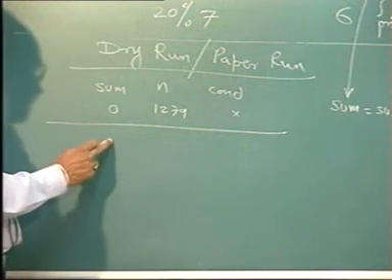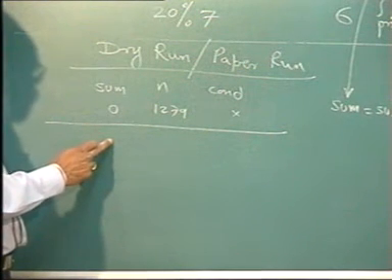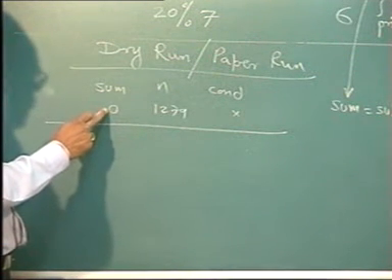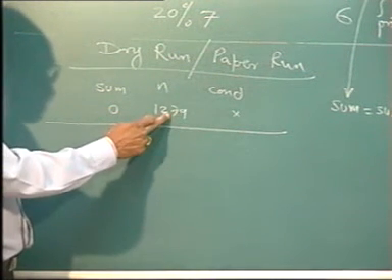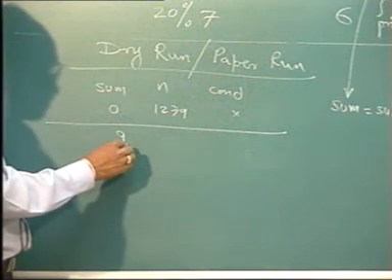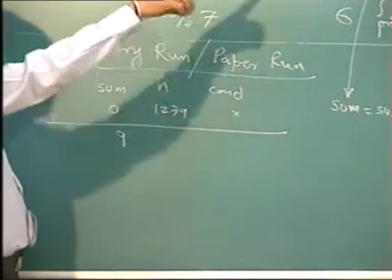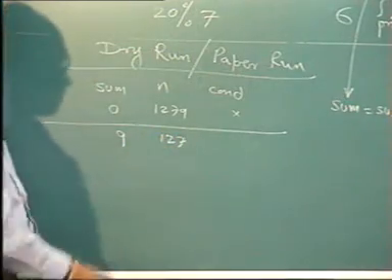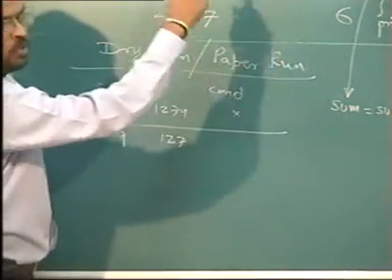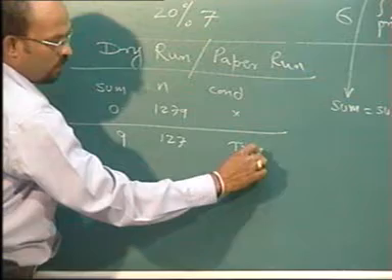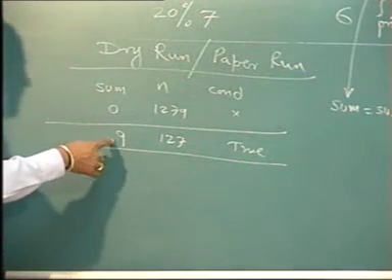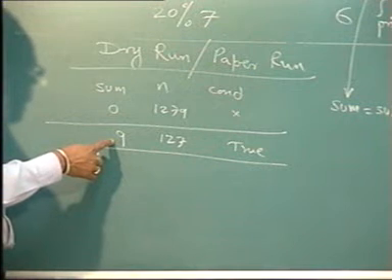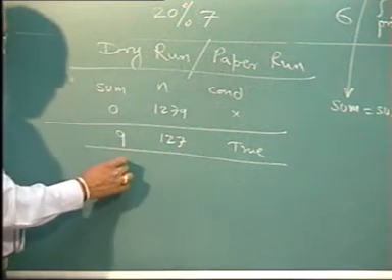Okay, when we come over here, sum equal to sum into 10, 0 into 10, 0, plus the remainder becomes 9. I am just executing the code step by step. N becomes 127. Condition is true. So again sum will be calculated. It will be sum into 10, 90, plus remainder 7, 97.